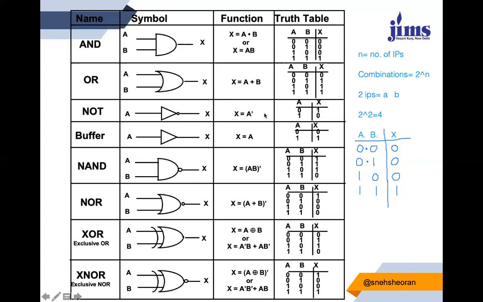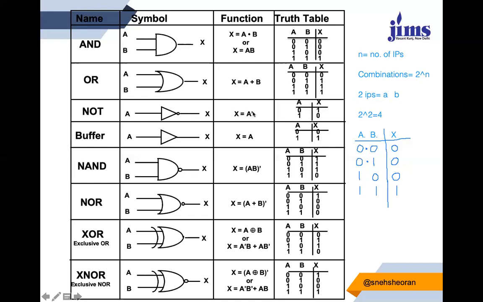Coming to your third gate, which is your NOT gate. This NOT gate is a one-input gate and this is the symbol you can see in the slide. It is represented by a triangle with a small bubble. This bubble sign represents your negation sign. Negation means complement operation. So the function of a NOT gate is X is equal to A bar.